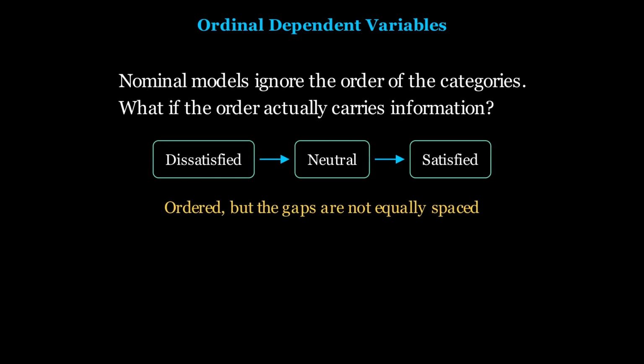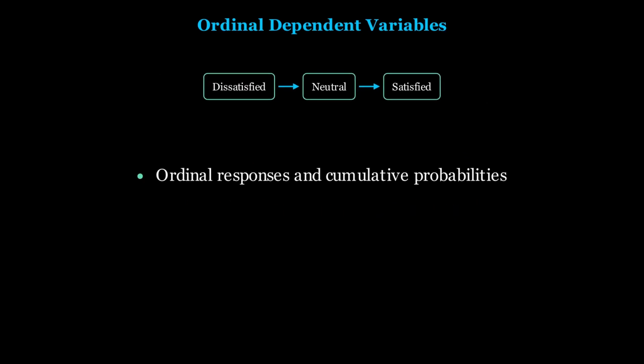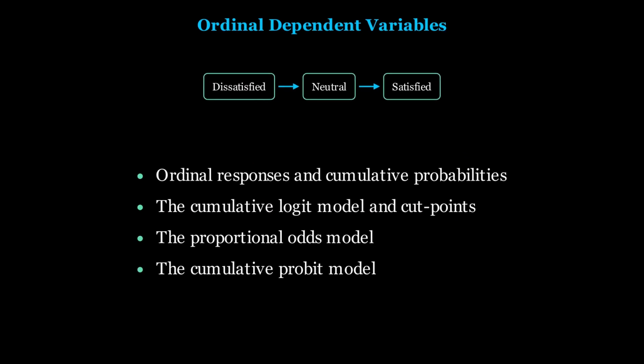Dissatisfied comes before neutral, which comes before satisfied. The catch is that the gaps between the levels aren't necessarily equal, so we can't just treat the rating as a number and run an ordinary regression on it. Instead, we model cumulative probabilities, the chance of landing at or below each level.